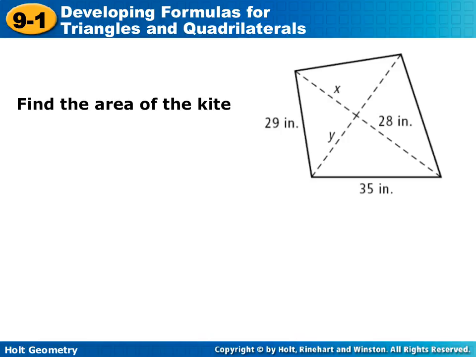Here's a kite to find the area of. I've given you sides of 29 inches and 35 inches. So if it's a kite, what's this top side? 29, and the one over to the right, 35. You might want to write those in. You need to figure out the lengths of the diagonals. So I didn't give you just an easy one. You have to find some missing things.